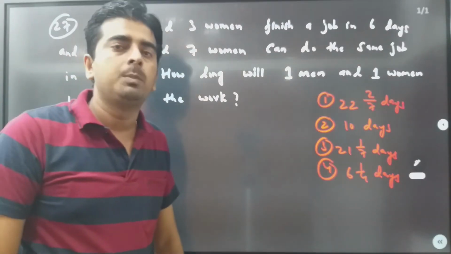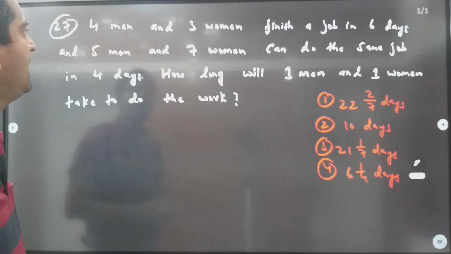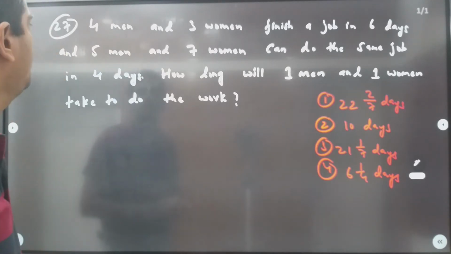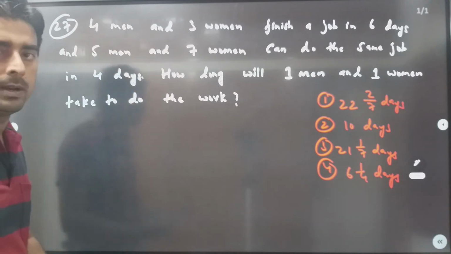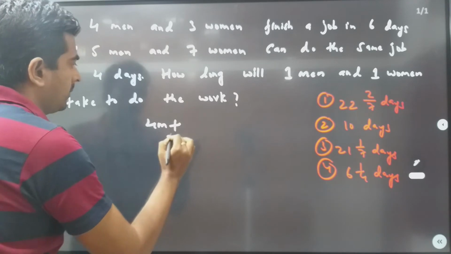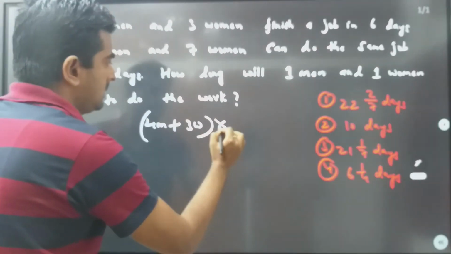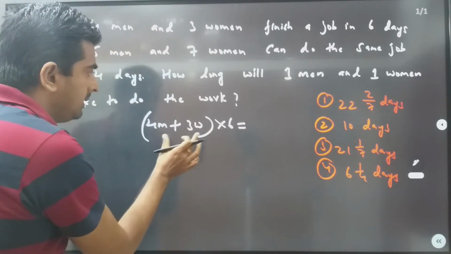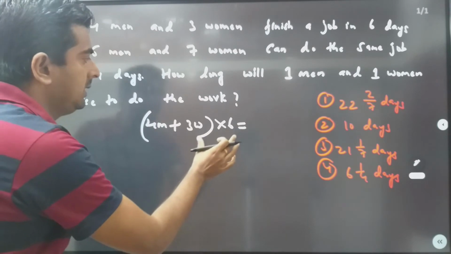So now we will see question number 27. 4 men and 3 women finish a job in 6 days, and 5 men and 7 women can do the same job in 4 days. How long will 1 man and 1 woman take to do the work? Work is constant, right? So 4 men plus 3 women can do a job in 6 days. This is days, it is efficiency. Same, work is constant. So work is equal to work.